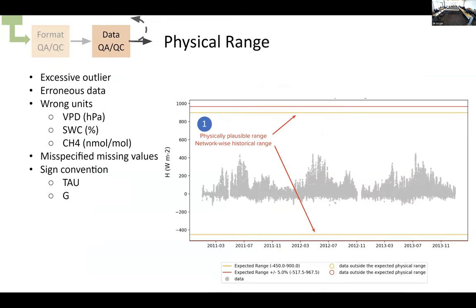All right. Moving on to another module we're running. This is just checking the range of variability of your data. It's very simple and straightforward. For every variable, we build a possible range, and there are a couple of things we take into consideration. One is, what is the physically possible range for this variable? Some of them we know.